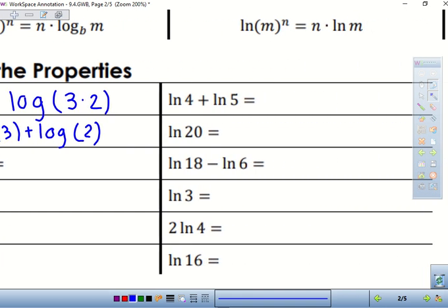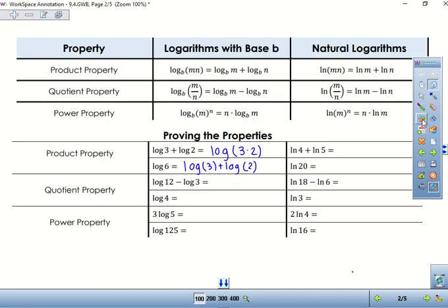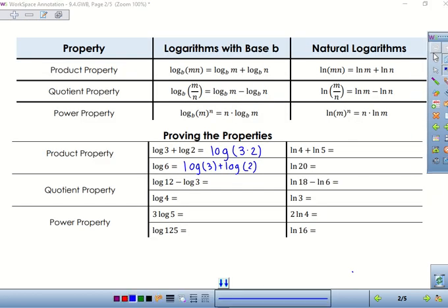Same thing for natural log, all right? I'll zoom out so you guys can see everything. So with the natural log, it's the same idea. It's going to be ln of 4 times 5, which is what? ln of 20. So it's the same thing as above. So these are just multiple representations of the same thing, okay?